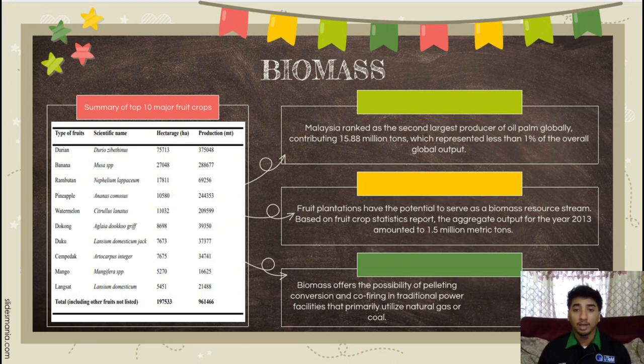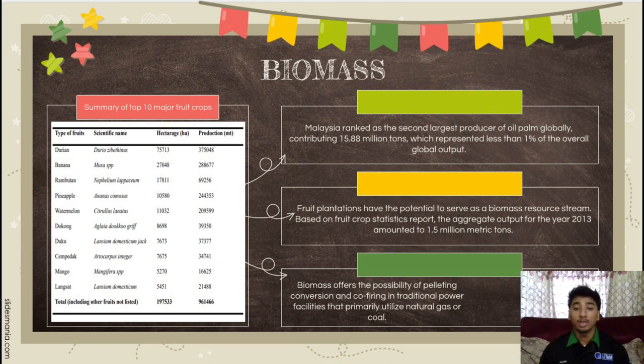Biomass. Malaysia ranked as the second largest producer of oil palm globally, contributing 15.88 million tons, which represented less than 1% of the overall global output. Fruit plantations have the potential to serve as a biomass resource stream. Based on the statistics report, the aggregate output for the year 2013 amounted to 1.5 million metric tons.